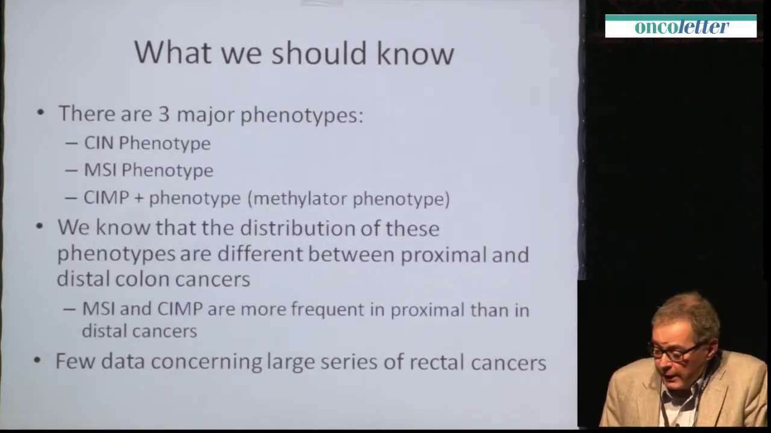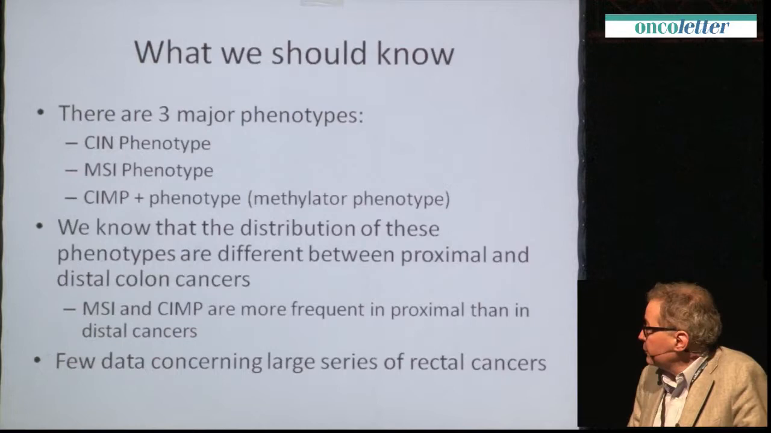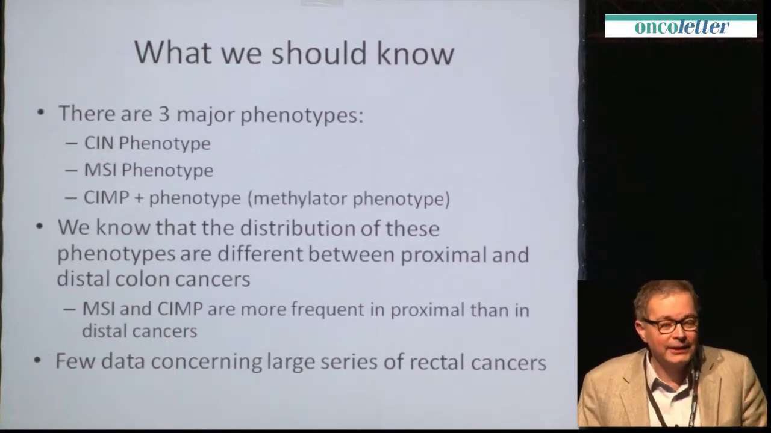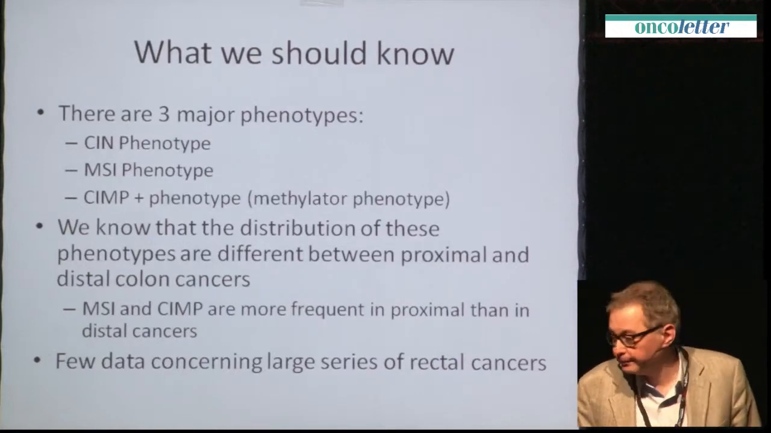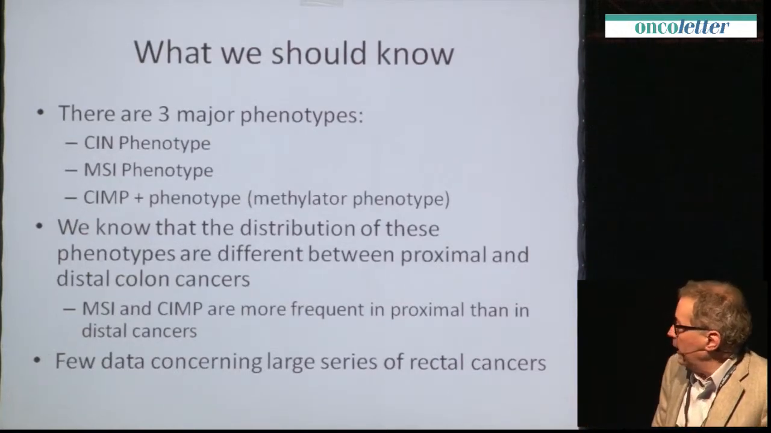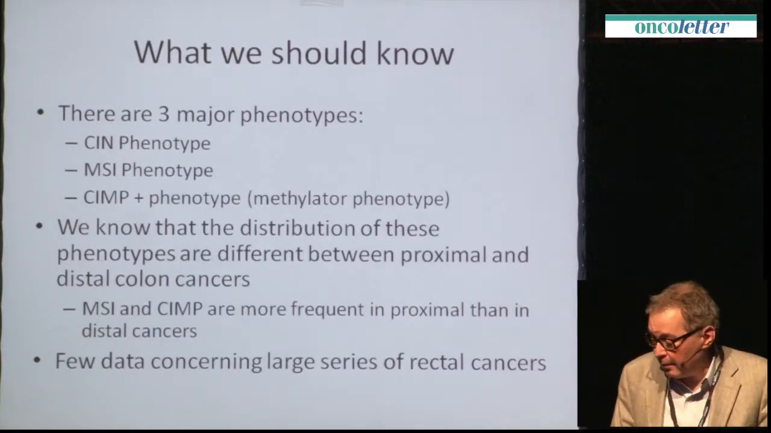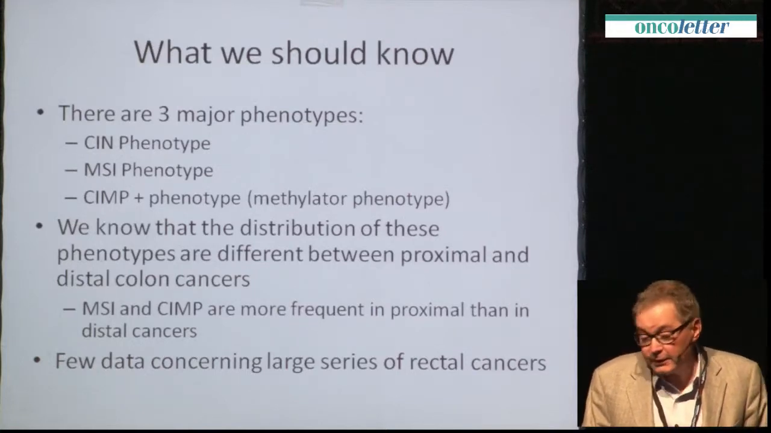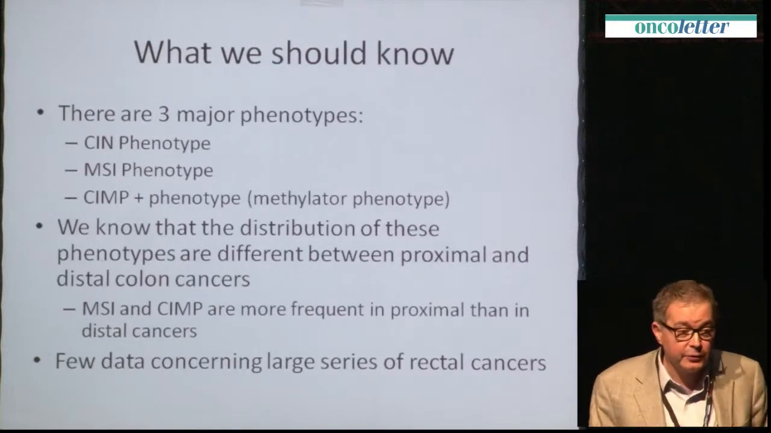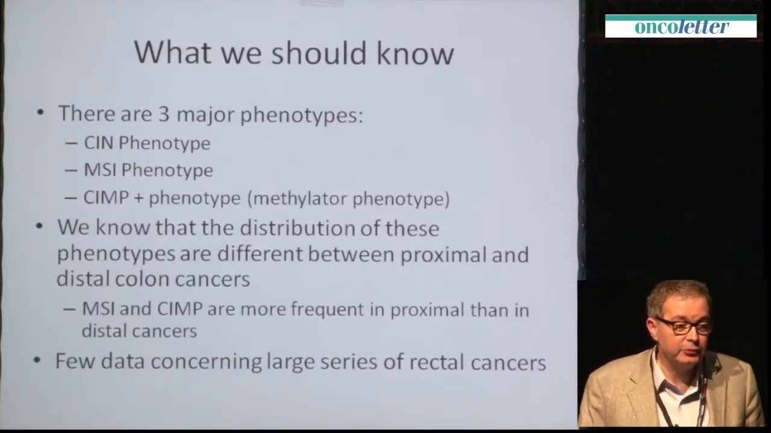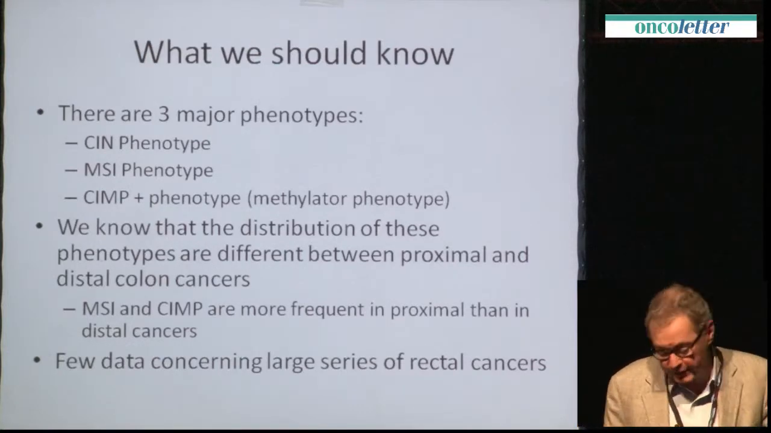What we know is that the distribution of these different phenotypes is clearly different from the proximal to the distal part of the colon. MSI and CIMP phenotypes are more frequent in proximal than in distal cancers, but there are few data concerning the comparison between colon cancer and rectal cancer.